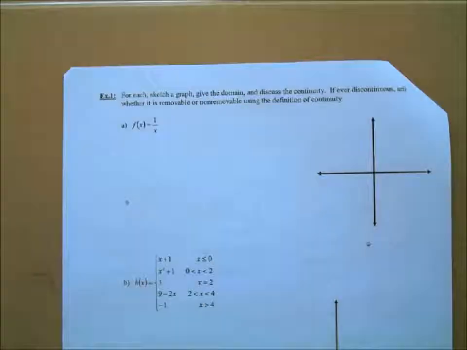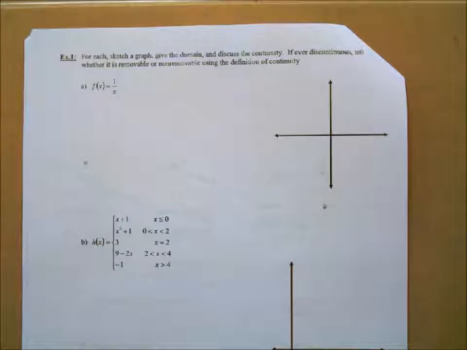Okay. Next page. All right, so we're going to run into some examples here. All right, example 1. For each, sketch a graph, give the domain, and discuss the continuity. If it's ever discontinuous, tell whether it is, or describe it as being either removable or non-removable, using the definition of continuity.